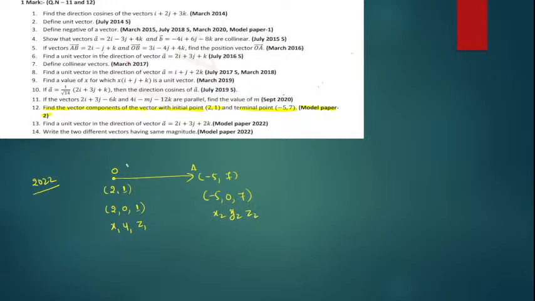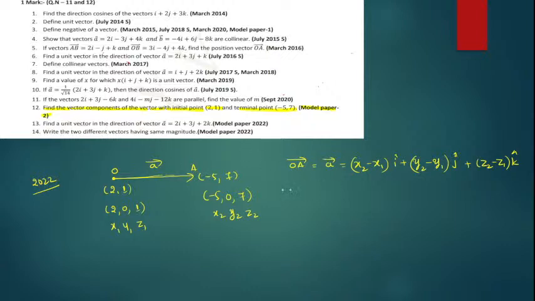Now, they are asking to find the vector components of the vector. From O to A, I will take a vector as A, the vector OA. I will represent it simply by A. This is nothing but x2 minus x1 i cap plus y2 minus y1 j cap plus z2 minus z1 k cap. First you have to find the vector OA, then we will look at what the vector components are.